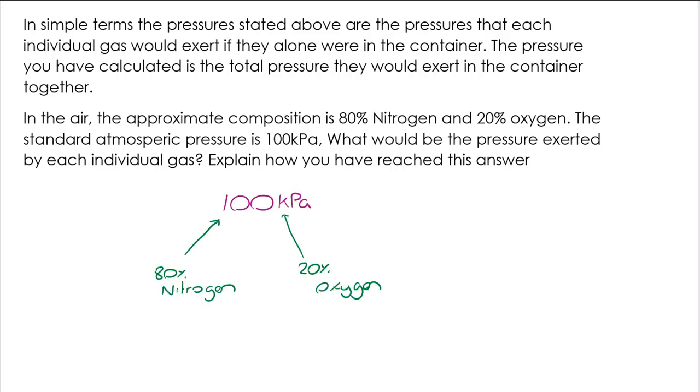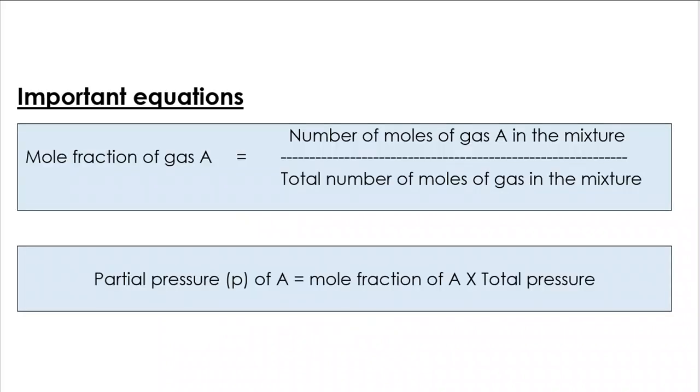Well, we've got the percentages. 80% is nitrogen, 20% is oxygen, so it stands to reason that nitrogen will contribute 80% of the total pressure and oxygen 20% of the total pressure, giving us 80 kilopascals and 20 kilopascals. So far, so simple, but we're going to use this and build on it to get to the more complex calculations that you will be facing.